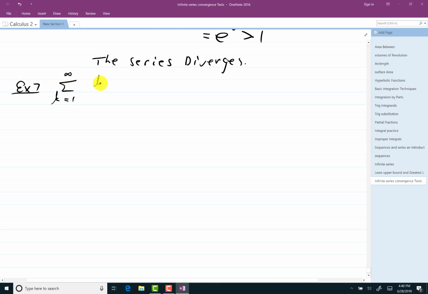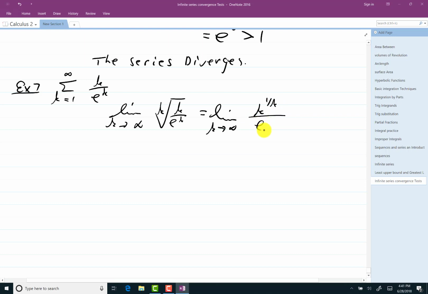Let's see what we have now. We have k over e to the k. Let's go ahead and take a look at it. The limit as k goes to infinity, the kth root of k over e to the k. Well, if I'm using the root test, the k will cancel with the exponent on the e to the k. But then I'll be left with k to the 1 over k divided by e. Of course, the e doesn't matter. I'll pull it out front.